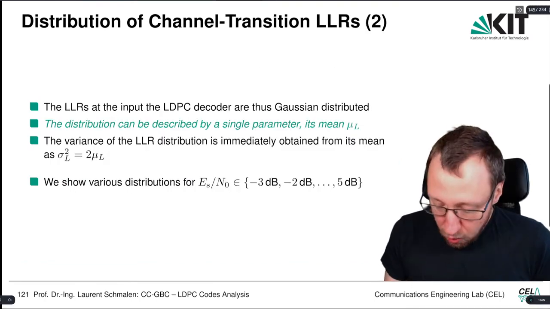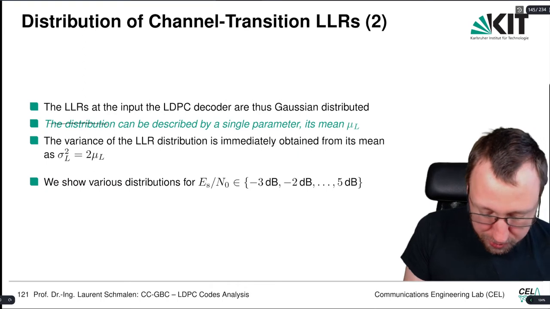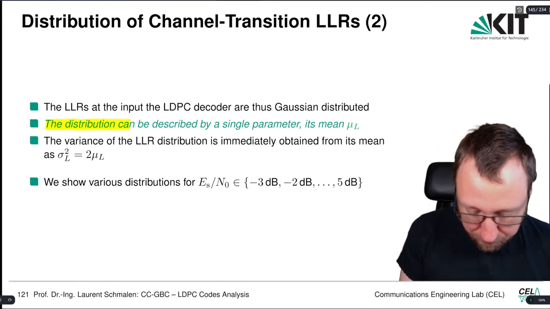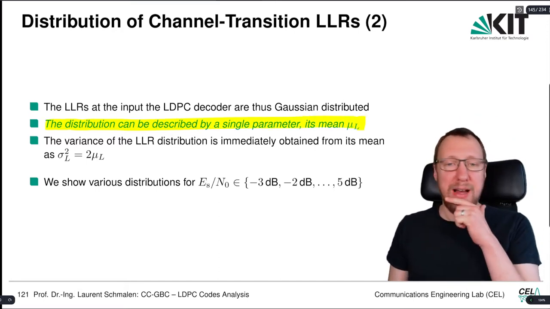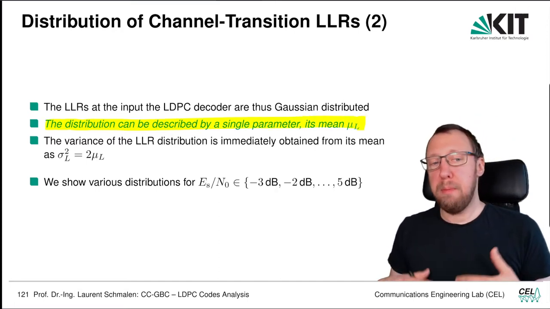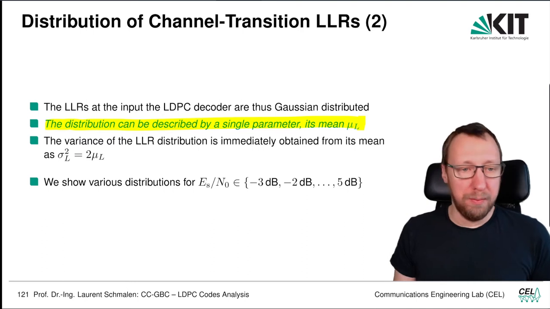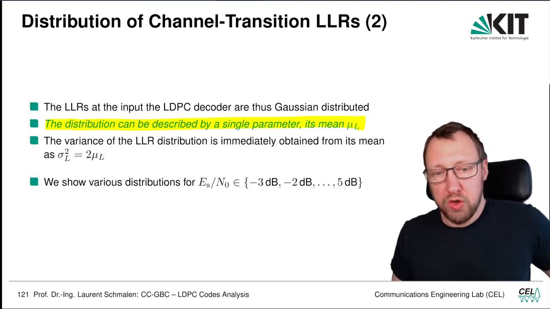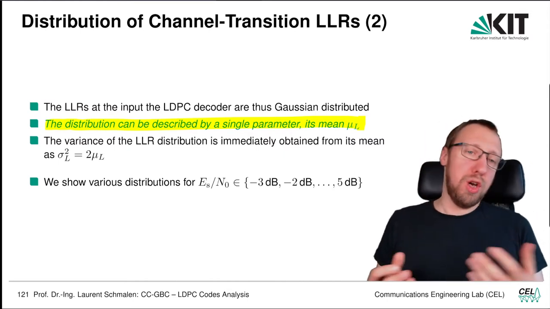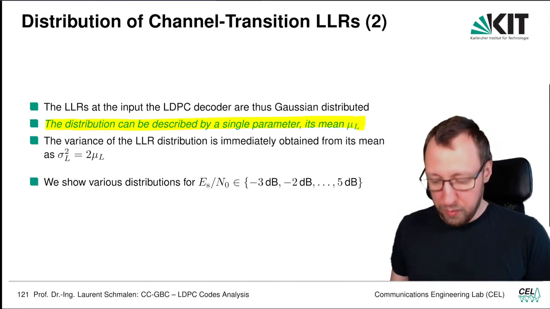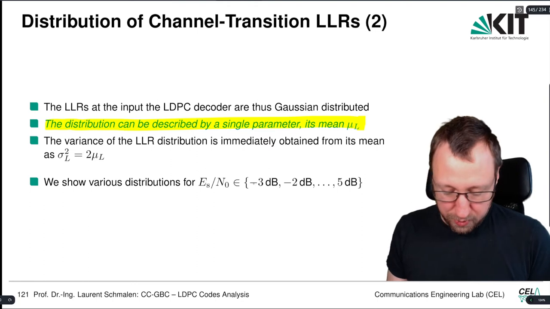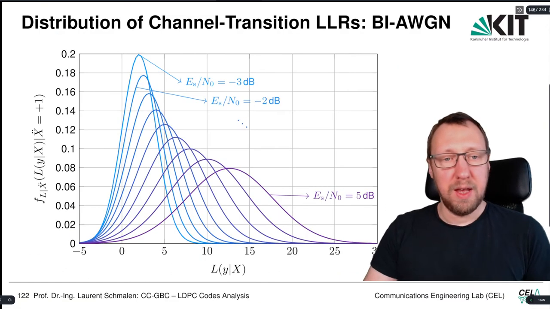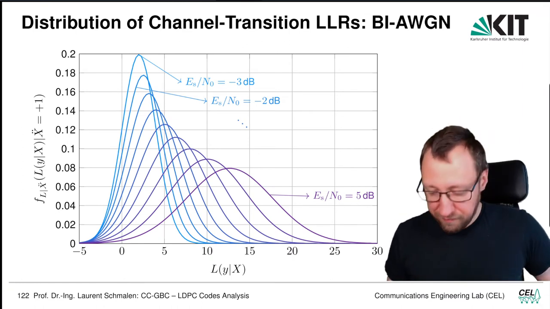So the take-home message here is that the distribution can be defined by a single parameter, which is the mean mu L. And we immediately obtain the variance from the mean by just taking twice the mean. So let's take a look at an example. We show the distributions for a variety of signal to noise ratios ranging from minus 3 dB to plus 5 dB. And this is what we have.